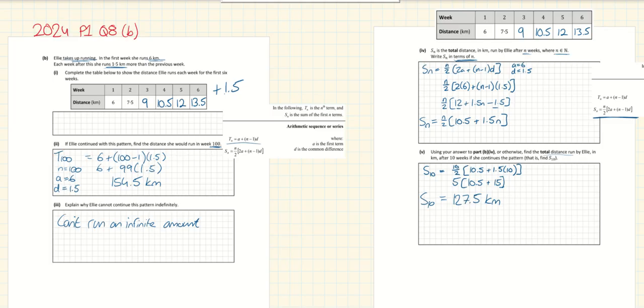Okay, so here's the whole question done. It's just part B of question 8, so you can see all of the answers there if you want to check them. Okay, we'll go on to the next one now.